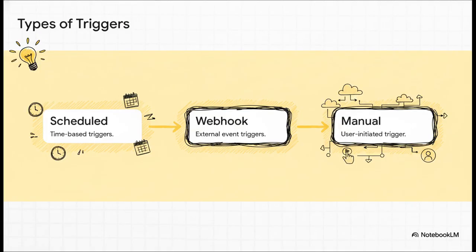Now, triggers usually come in three main flavors. You've got your scheduled trigger, which is basically like setting an alarm clock for your workflow. Run this report every Monday morning at 9 a.m. Then there's the webhook, which is kind of like a doorbell. Another app rings the bell to tell your agent, hey, it's time to get to work. And finally, you have the manual trigger, which is the simplest of all. You just click a button and it runs whenever you want it to.